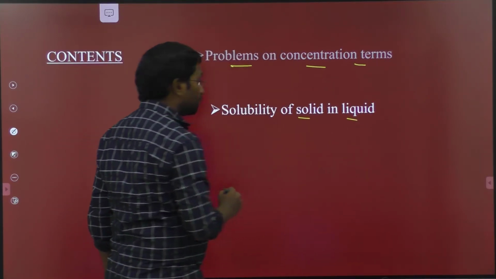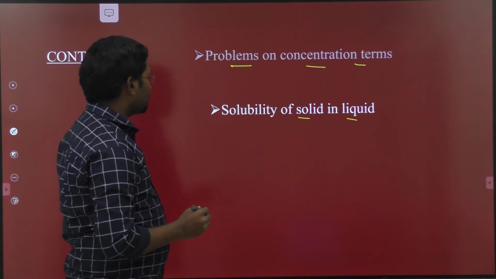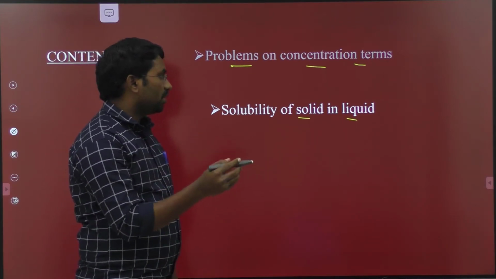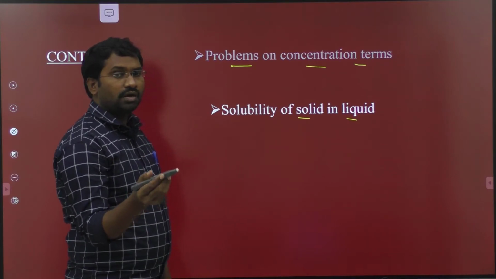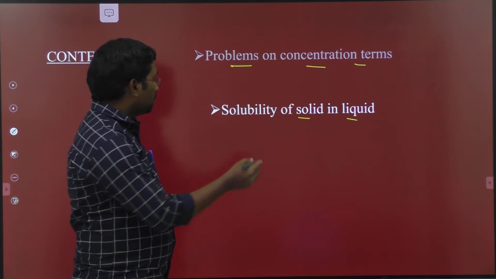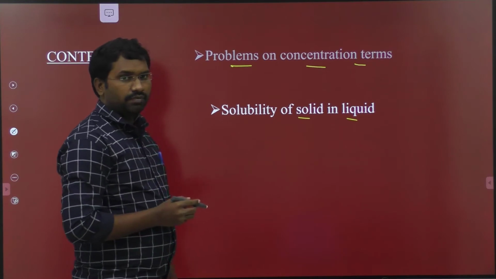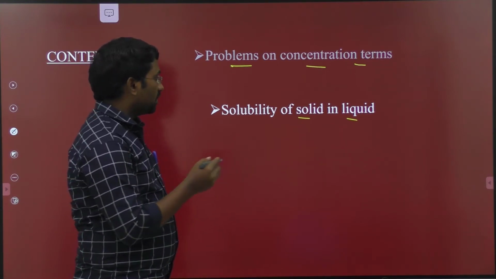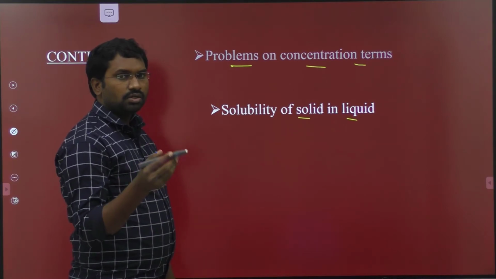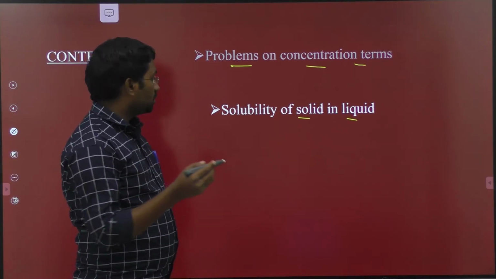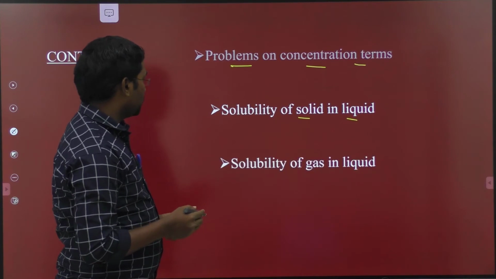Here is another important new topic for you, that is solubility. Solubility of a solid in a liquid: how solids dissolve in liquids, and what factors affect the solubility of a solid in a liquid. That is a very important concept. The effect of temperature and the effect of pressure are the factors involved in the solubility of a solid in a liquid.